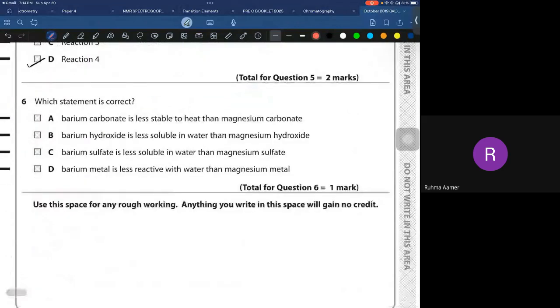Which statement is correct? Barium carbonate is less stable to heat than magnesium carbonate.